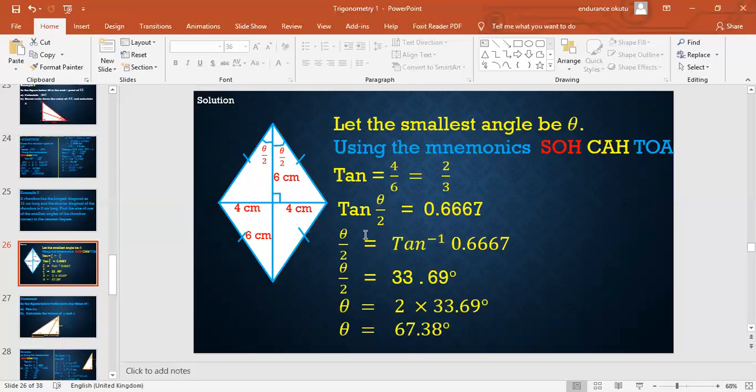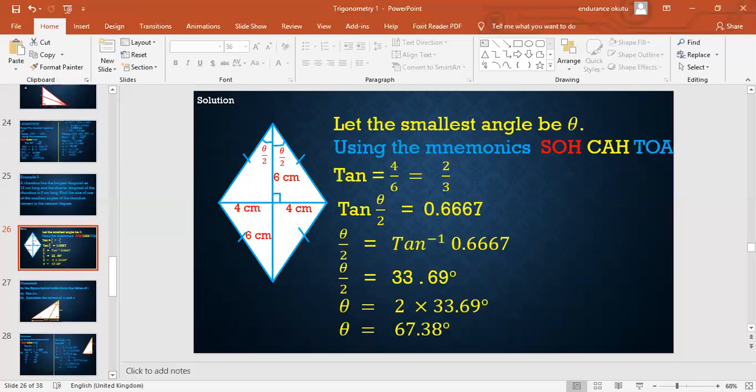0.6667. So to find the value of theta over 2, we take the inverse tan of 0.6667. We now have theta over 2 is equal to 33.69 degrees. To find the value of theta, we multiply it by 2 because there are 2 here. So theta is equal to 67.38 degrees. All right, class.